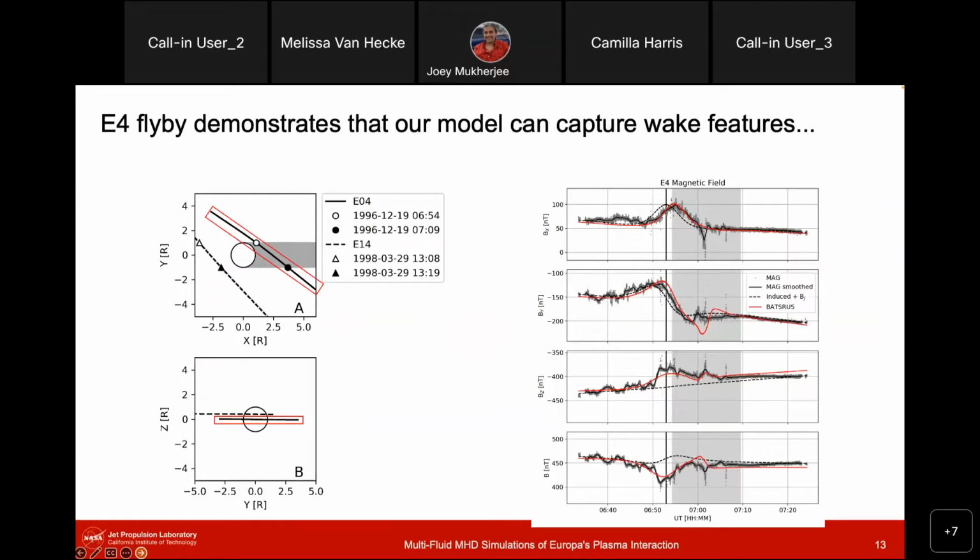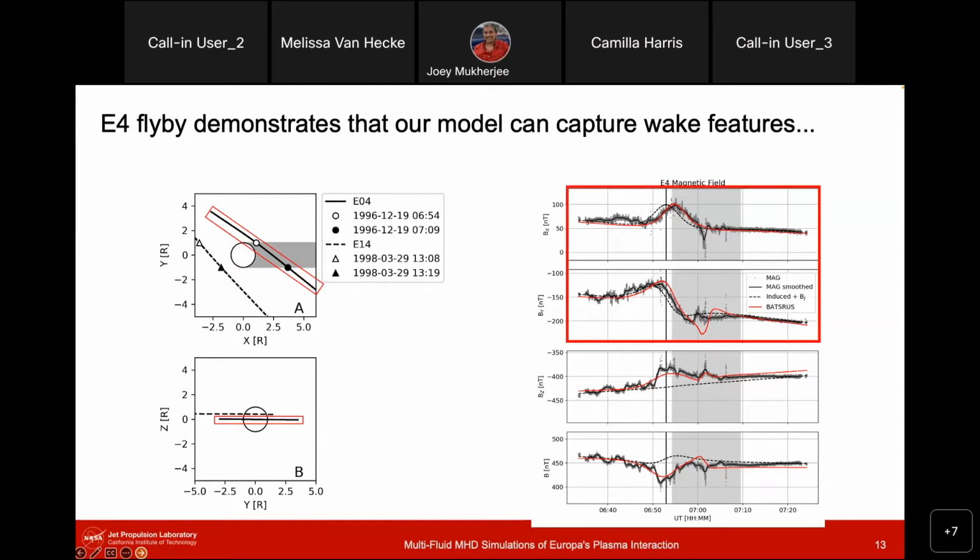So they don't let you just make a model and then say it's right. You kind of have to prove it. So that's what I've got on this slide here. This is a simulation that we did to represent the E4 Galileo flyby. You can see that trajectory in the plot on the left. It passed through Europa's wake, roughly in the equatorial plane. And on the right, again, we're seeing the X, Y, and Z components of the magnetic field, and then the magnetic field strength as a function of time along this flyby, which went in this direction from left to right.